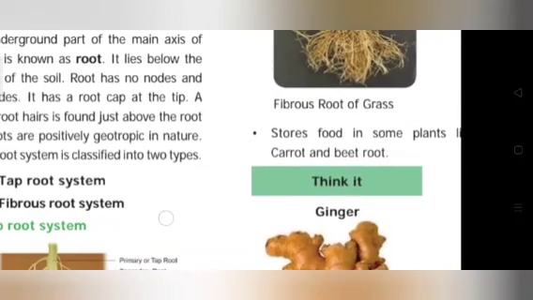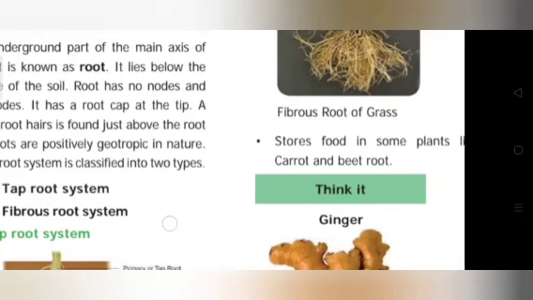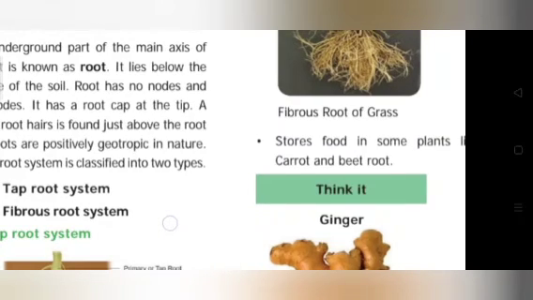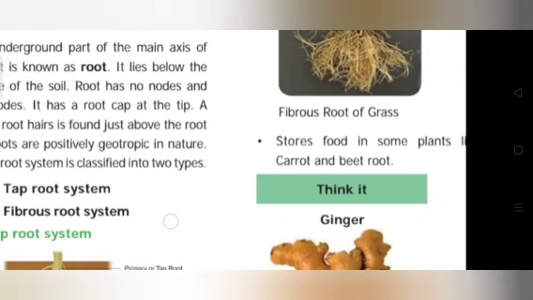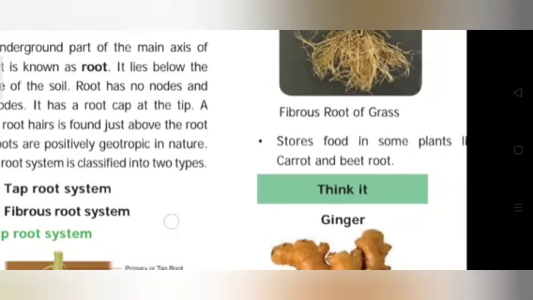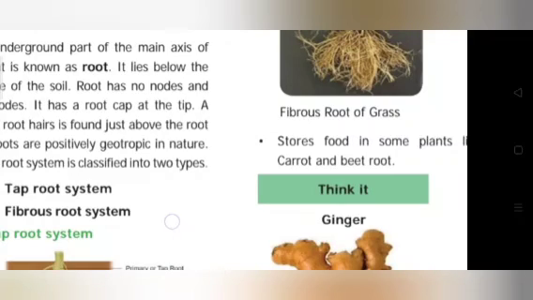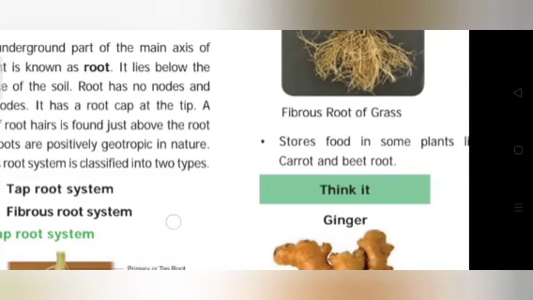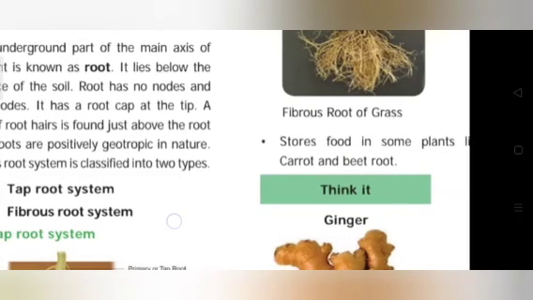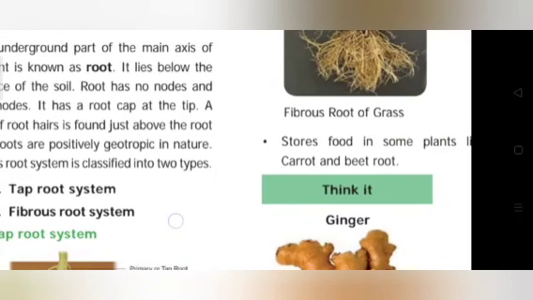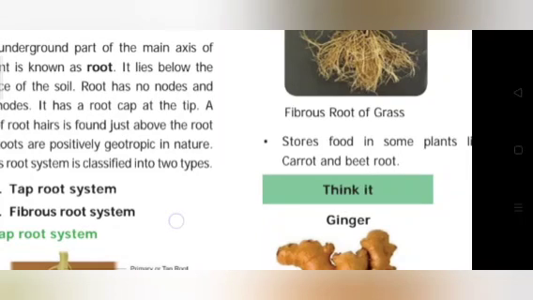And also stores food in some plants like carrot and beetroot. So some plants store the food in the roots. For example, carrot and beetroot store the food in the roots. Do you understand? The plant's food is prepared, yes, starch that is stored in carrot. That is stored in the root. Do you get it, children?